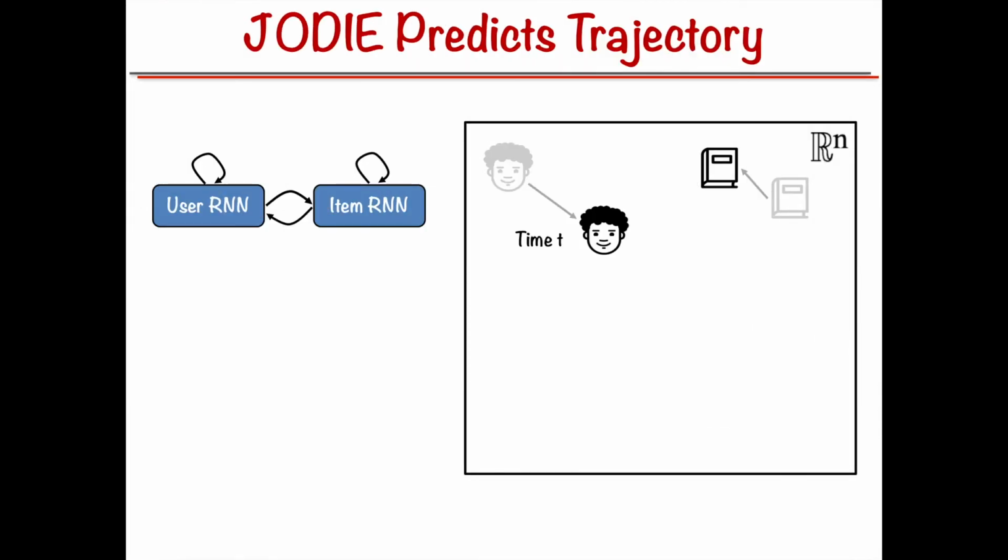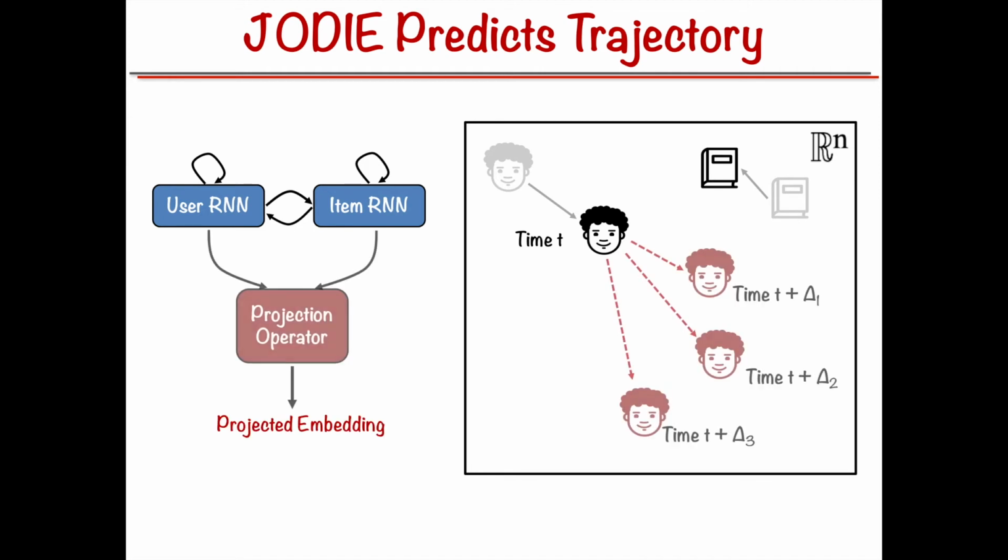Therefore, we create JODIE, a mutually coupled recurrent neural network model that learns to generate embedding trajectories of users and items from their interactions. JODIE trains two RNNs, one for users and another for items, which update the embedding of user and item using each other's embeddings. Notably, JODIE trains a projection operator that learns to accurately predict the embedding trajectory at any future time. JODIE can then use the future state of the user for downstream tasks.